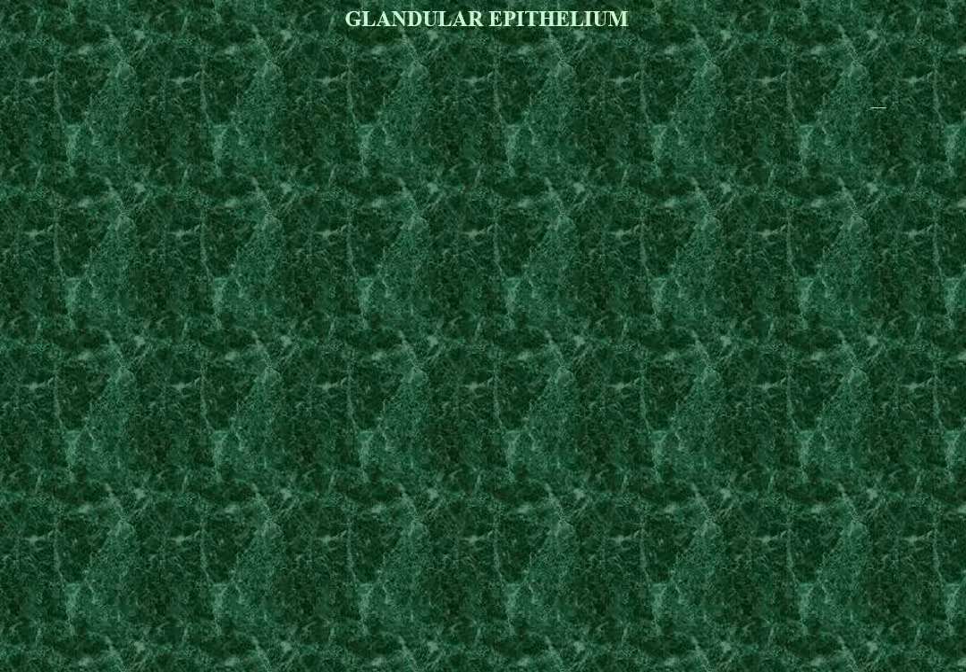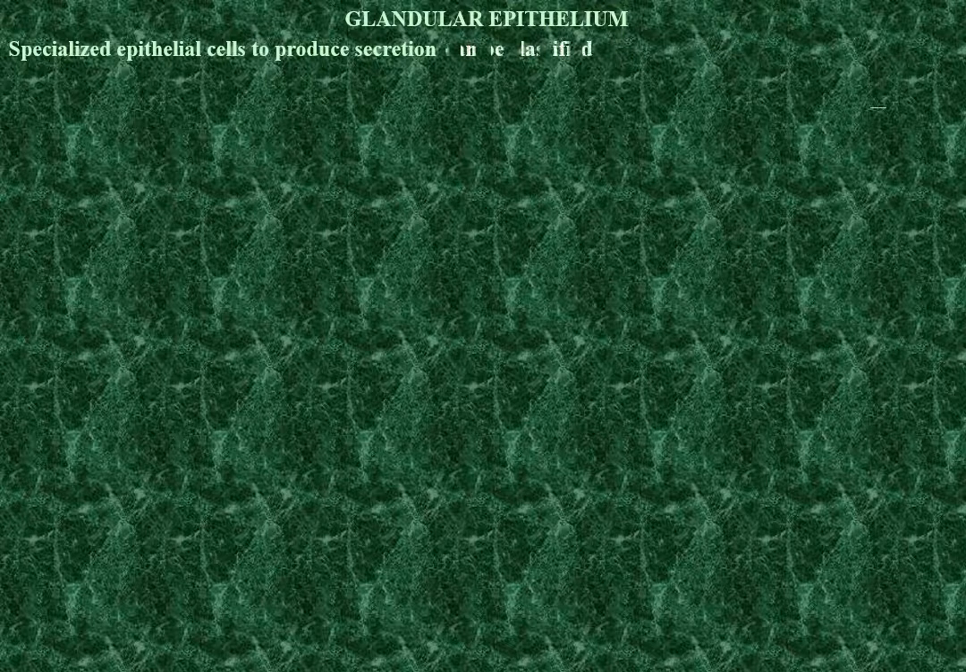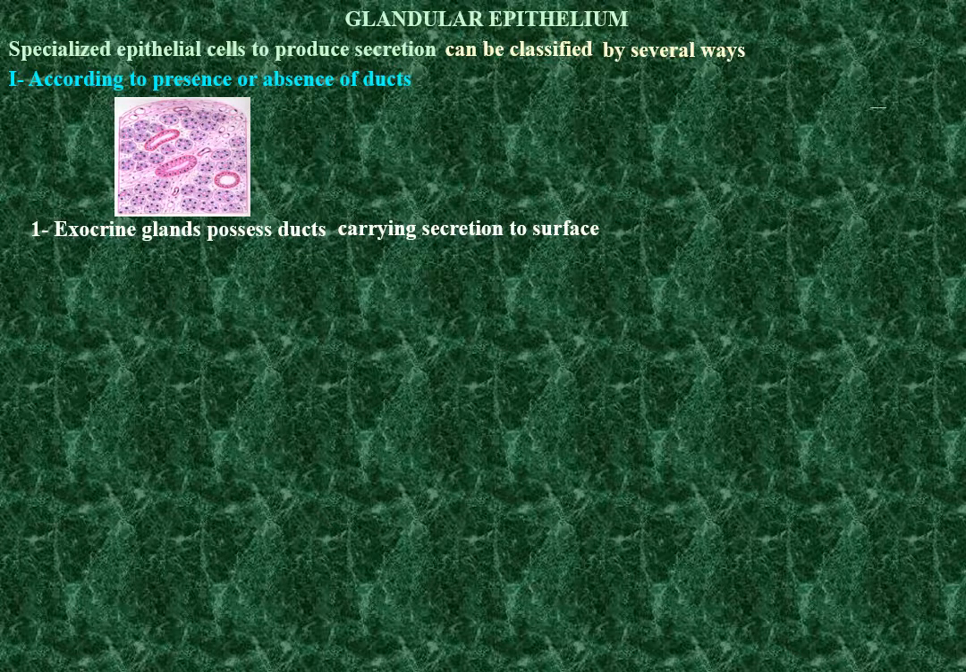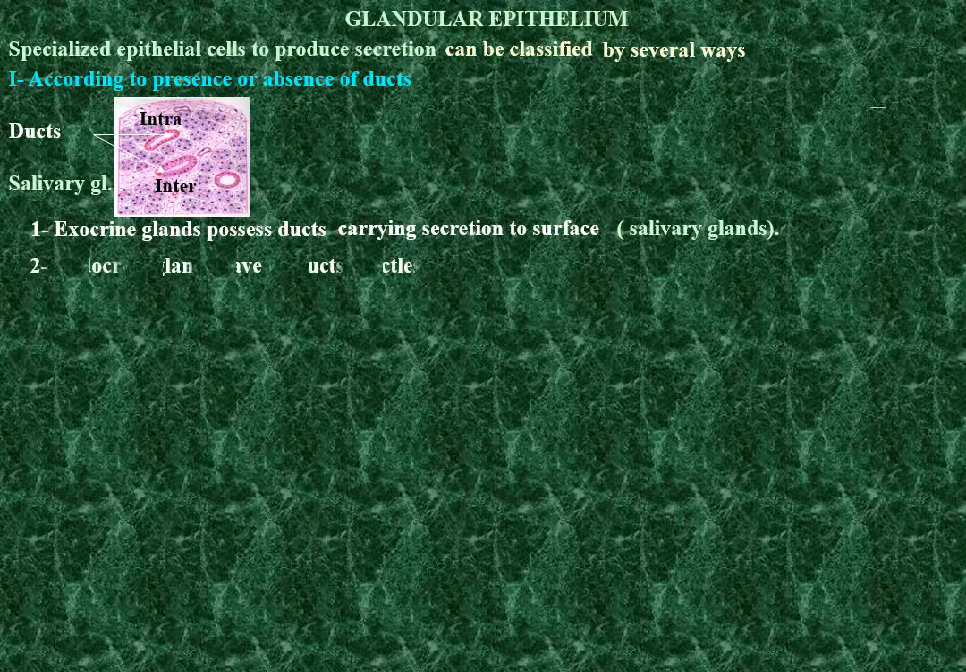Glandular epithelium, formed of specialized epithelial cells to produce secretion, can be classified in several ways. First, according to the presence or absence of ducts. Exocrine glands possess ducts carrying their secretion to the surface. The ducts are present either within the lobules and are called intralobular ducts, or between the lobules and lobes and are called interlobular ducts, as those seen in the salivary glands.